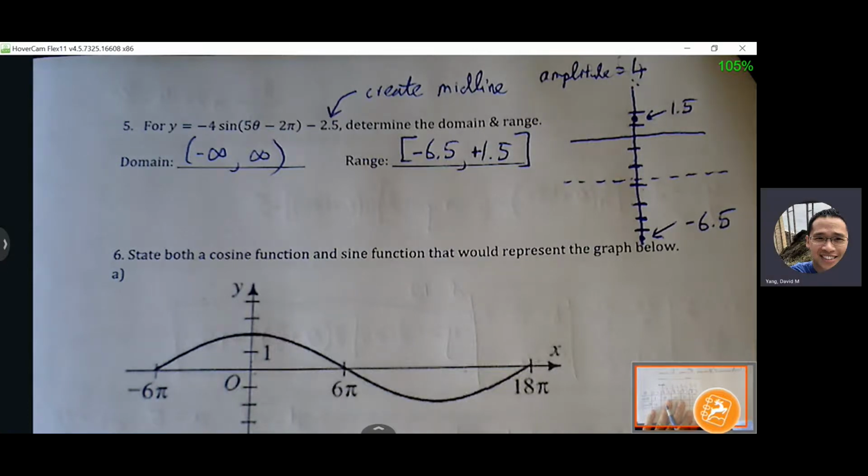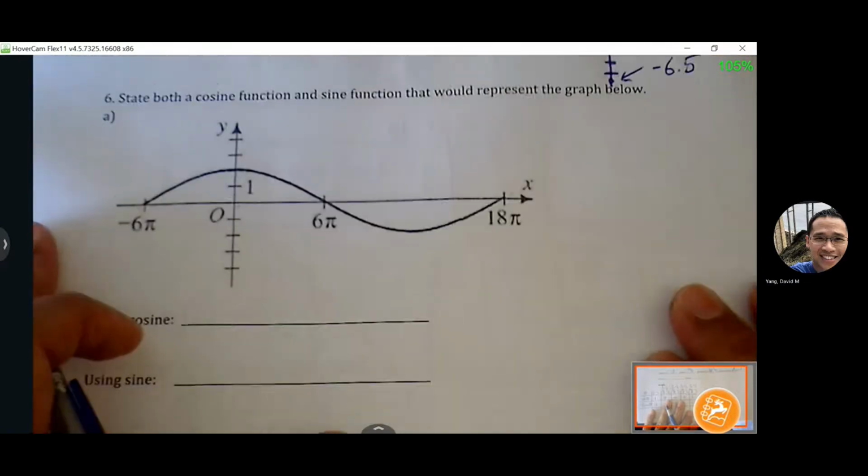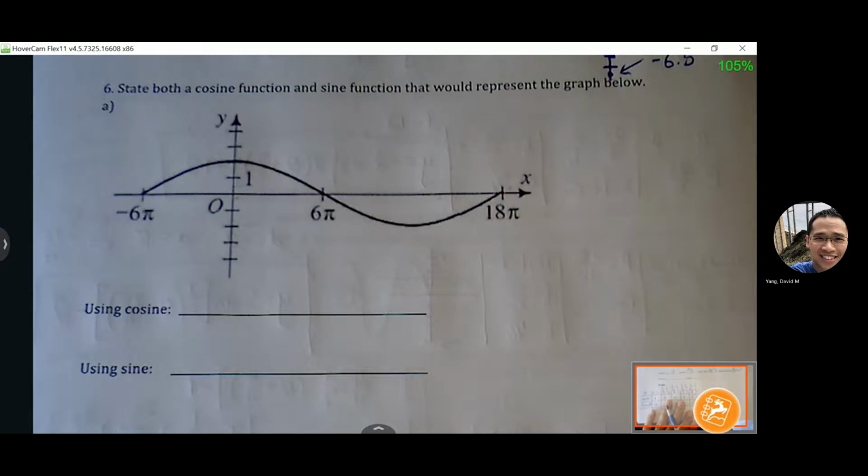Okay, number 6, state both the cosine and sine function. Let's start with the easier of the two. What does that graph look more like? Cosine, right? Oh, we did this already, right?